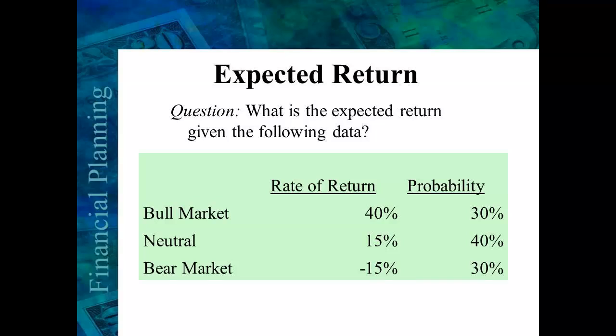In a bull market, the rate of return expectation is 40%, and the probability of the bull market occurring is 30%. A neutral market has an expected rate of return of 15%, and the probability of a neutral market is 40%. And the bear market scenario has a rate of return expectation of minus 15% and a probability of occurring 30%.